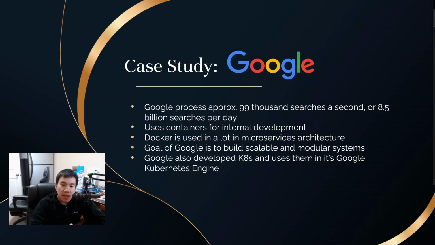While not explicitly said anywhere, it can likely be inferred that Google also benefits from auto scaling that is provided from Docker's containerization, as Google processes approximately 99,000 searches every second, or 8.5 billion searches per day. During influxes, it will be useful to spin up more instances of a service. Google also likely uses the containers for internal development, testing, and deployments.